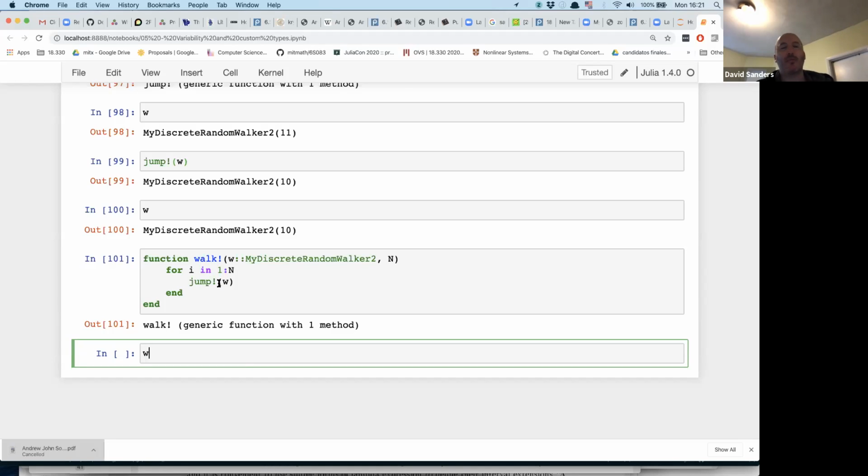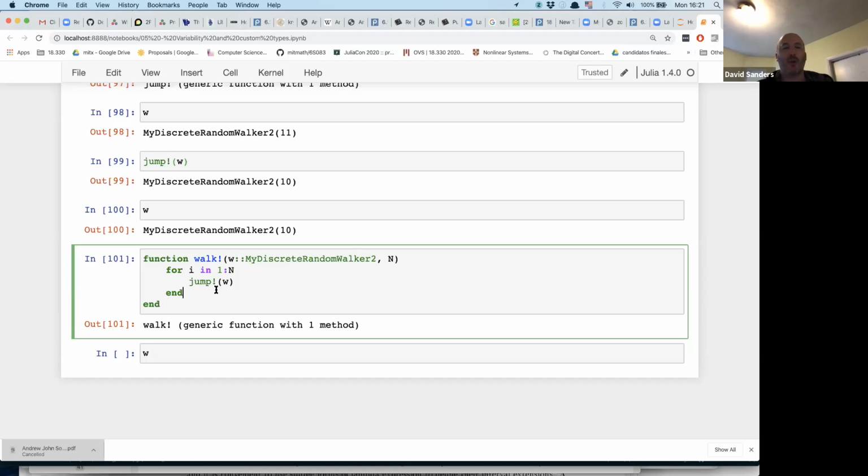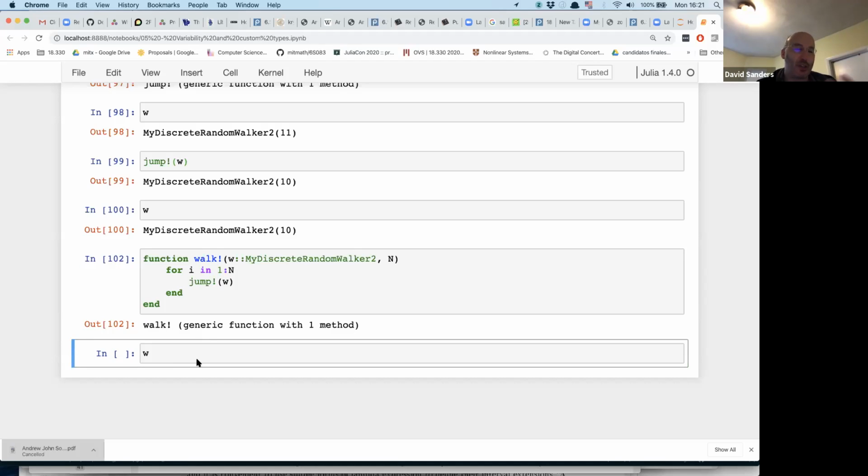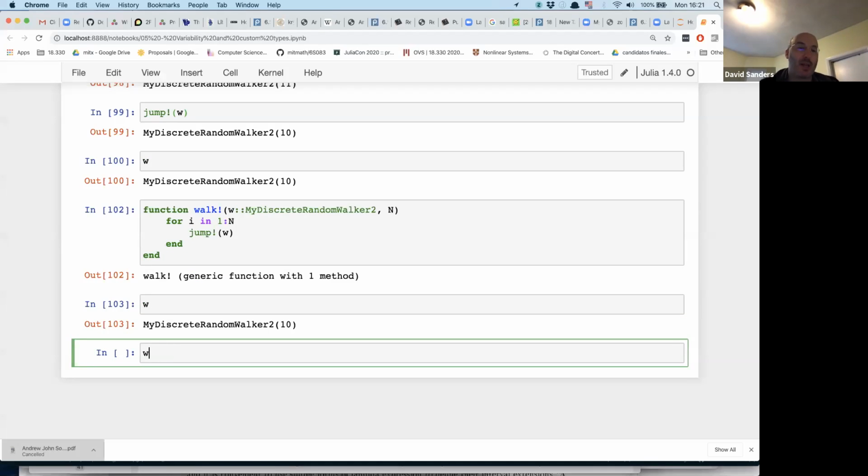Of course, you might want to return the whole vector of all the positions where the walker was during the trajectory of the walker. So let's say that it starts at 0.